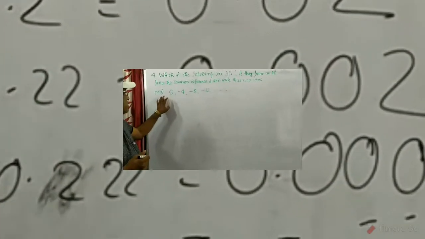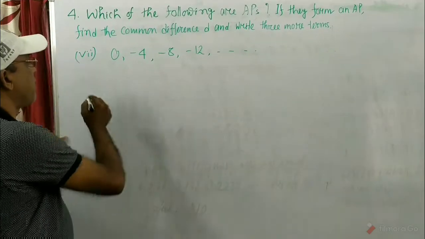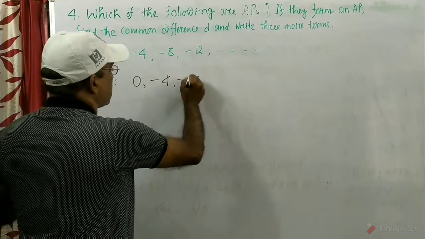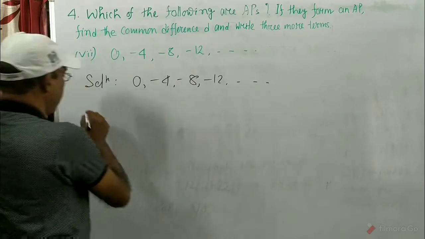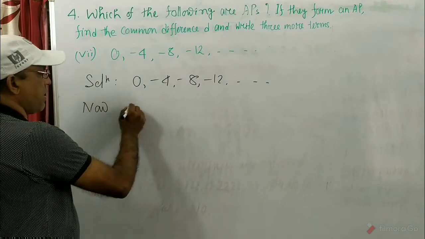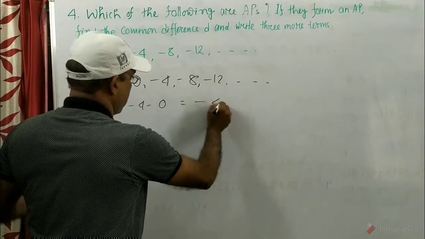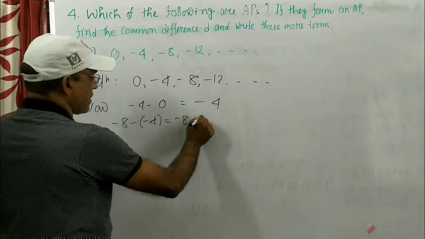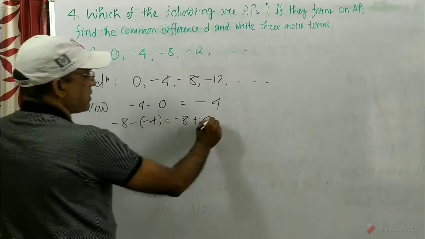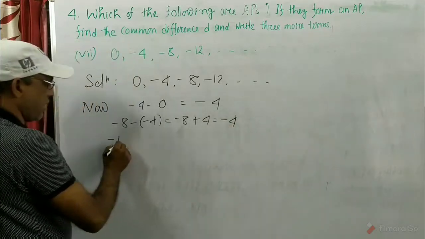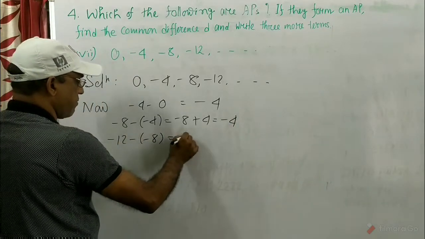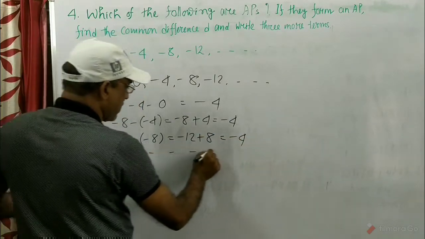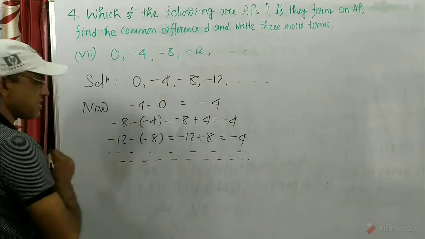Answer is no. Consider the next problem: whether they form an AP or not. I am rewriting these numbers: 0, minus 4, minus 8, minus 12, and so on. Now we want to find their differences. Minus 4 minus 0 equals minus 4. Minus 8 minus (minus 4), which is minus 8 plus 4, is minus 4. Minus 12 minus (minus 8), which is minus 12 plus 8, is minus 4. So the differences are the same.